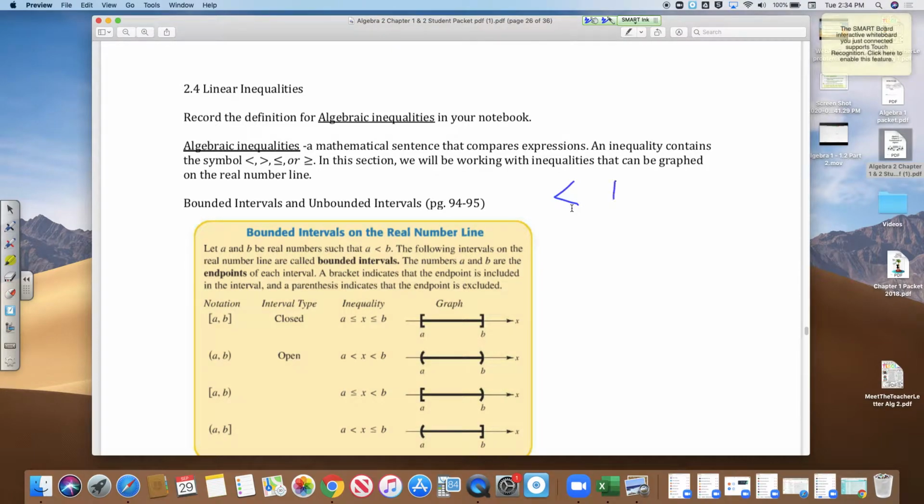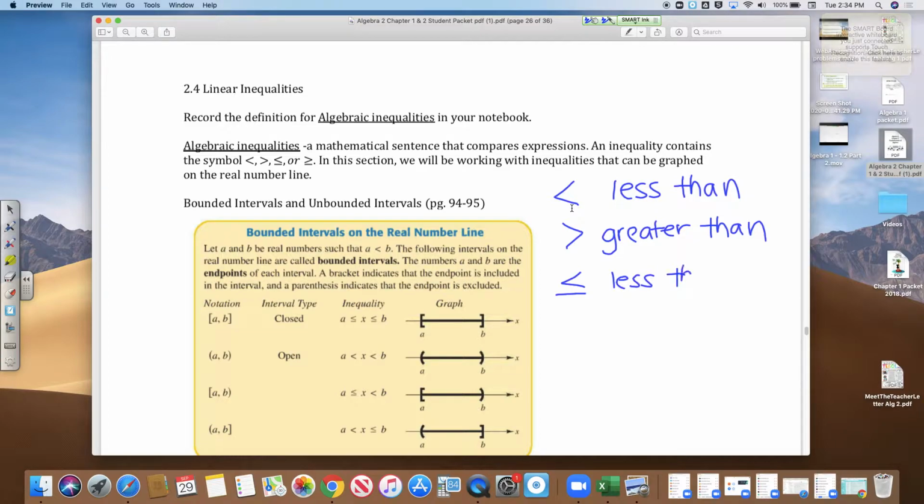This symbol here is less than. This symbol is greater than. When we add half of an equal sign, it turns into this one, less than or equal to. And then if we flip it around, that's greater than or equal to.